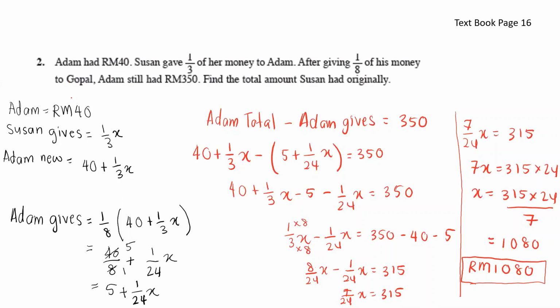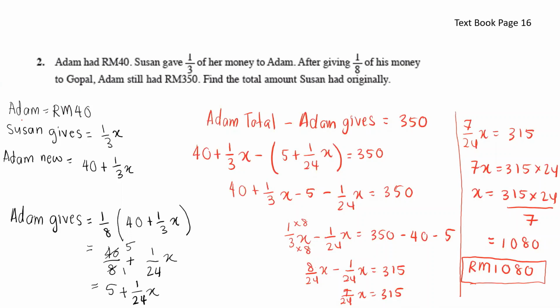Adam had RM 40. Susan gave 1 over 3 of her money to Adam. After giving 1 over 8 of his money to Gopal, Adam still had 350 ringgit. Find the total amount Susan had originally.